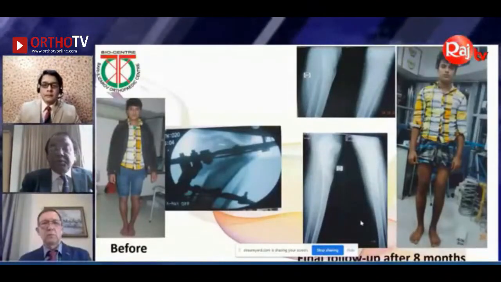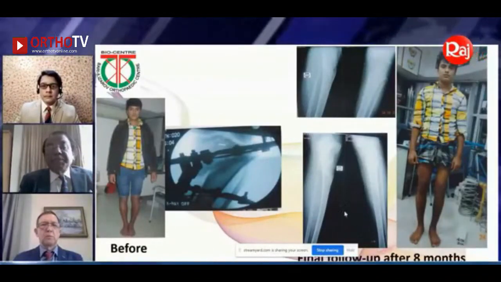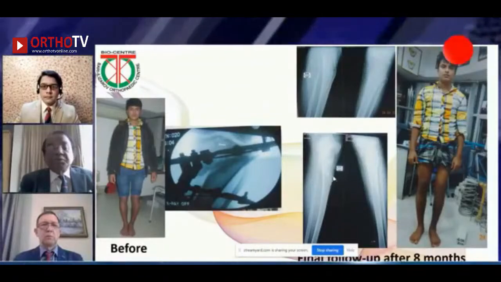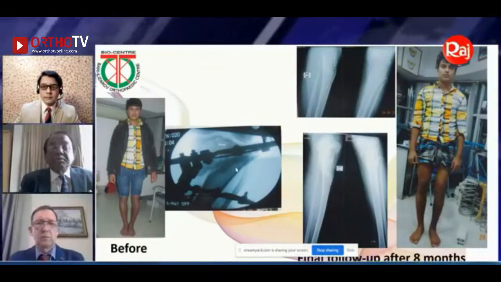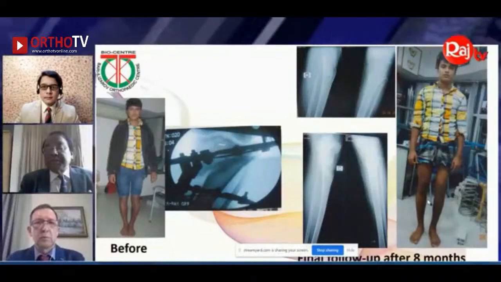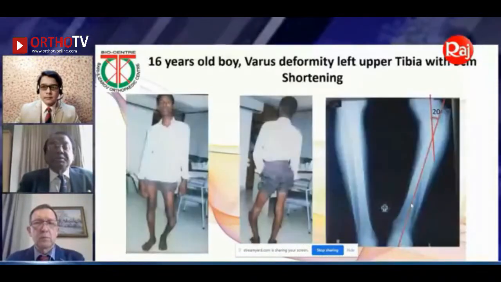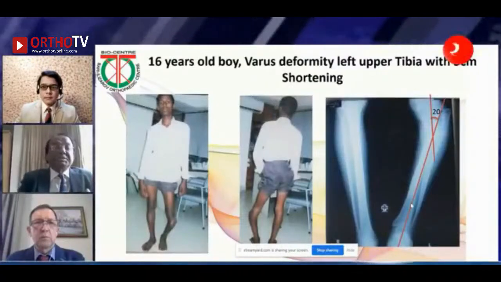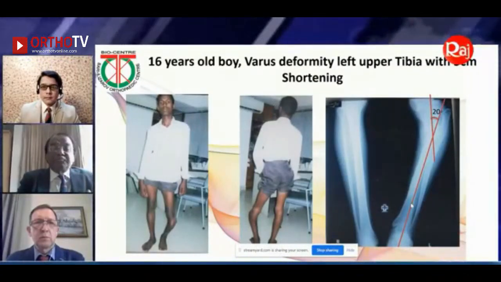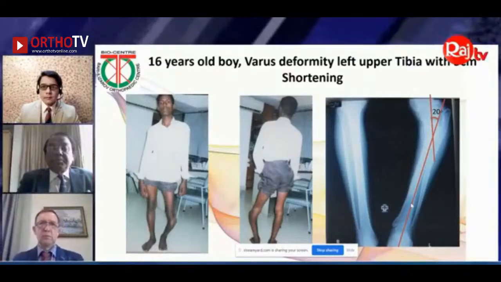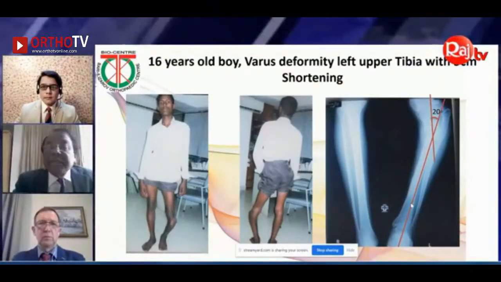This is before and this is follow-up after 8 months. Now you can compare this one with this one. The axis is okay, the patient is okay, the patient is happy. Now case two, look at this, a 16 years old boy, varus deformity, left upper tibia with 5 centimeter LLD.